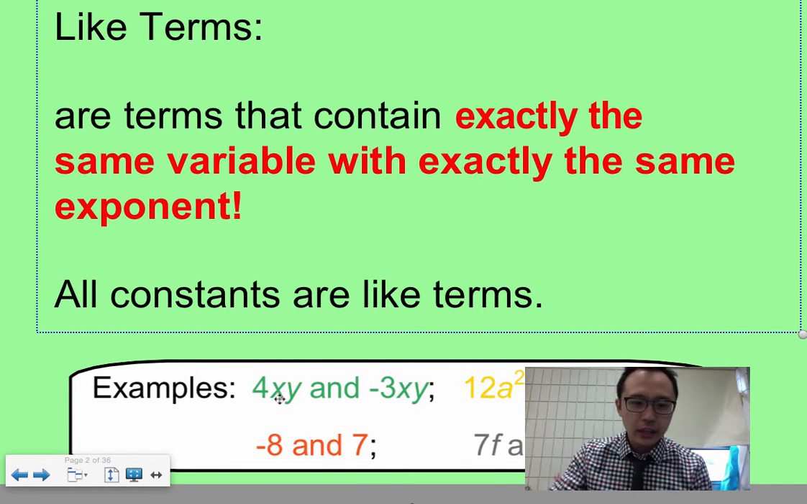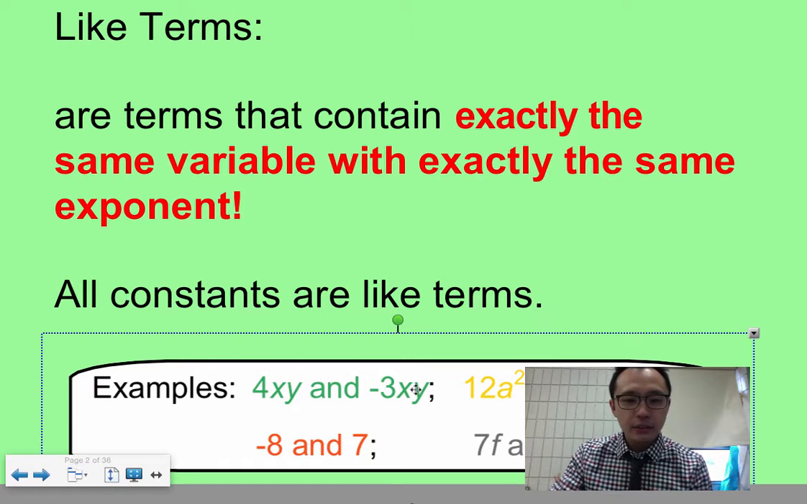You can see here 4xy and 3xy. You don't care about the coefficient, the number in front of the letters. You only care about your variable. So this one has x, y beside each other. And do they have the same exponent? Yeah, this one doesn't have any crazy numbers as exponent. This one doesn't either. So these ones are like terms.